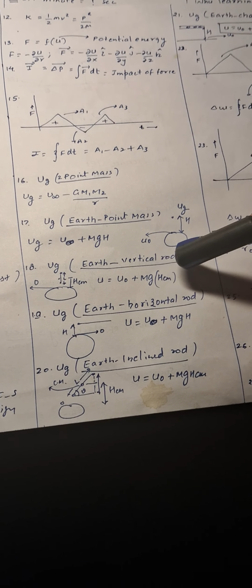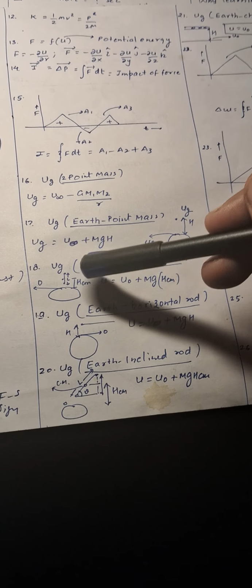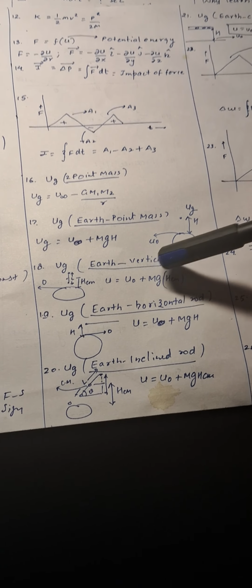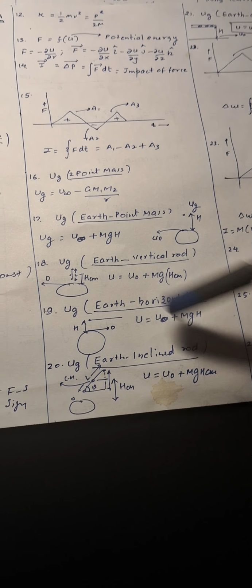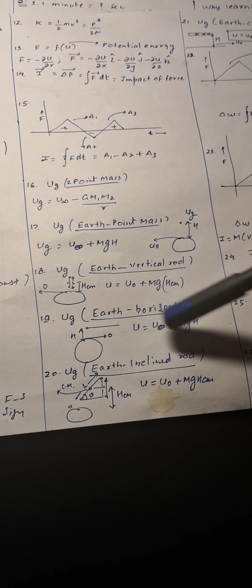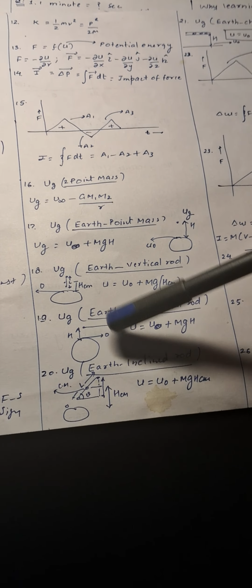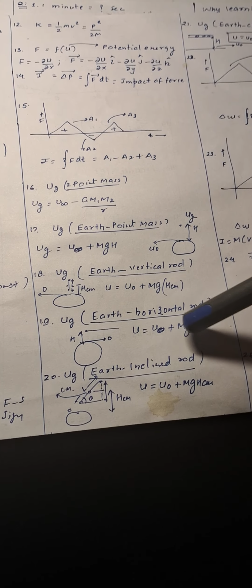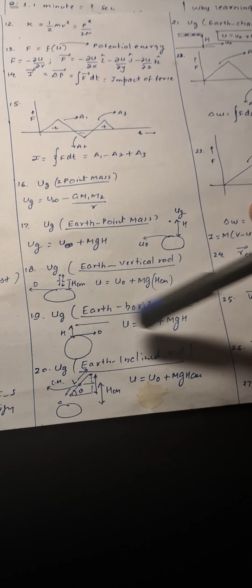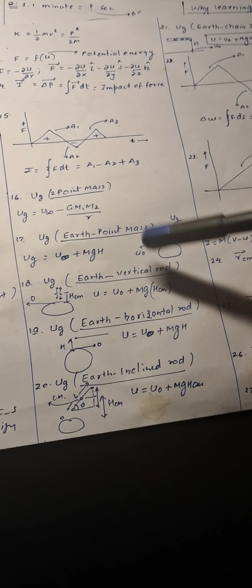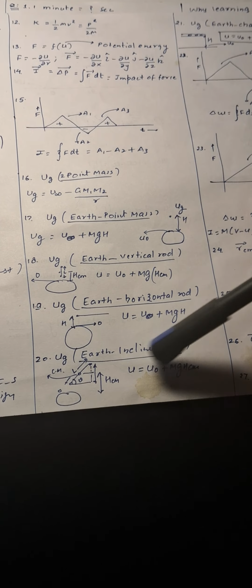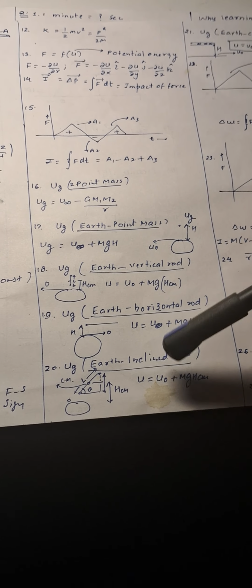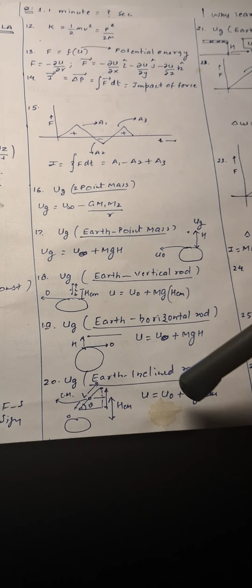Next is earth and vertical load. Suppose there is a vertical load which is kept on the earth. Just take the height of the center of mass of the load to calculate the potential energy of the earth and vertical load system. Then we have earth and horizontal load in the very same way, because every point is at the same height. So take the reference for the height of the center of mass to be h. So we can say Ug is u0 plus mgh. Next is potential energy for earth and inclined load. Just take the height of the center of mass, and using the same expression we can find the potential energy of the system.